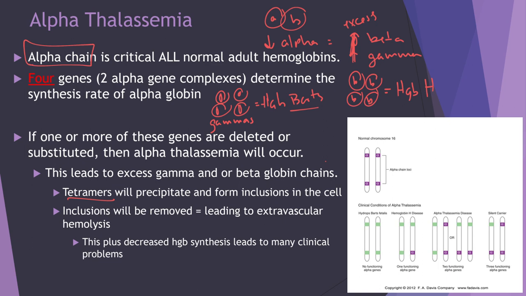Okay. And some of these will precipitate and form inclusions in the cell. And then as the cells with those inclusions go through the spleen and the extravascular organs, specifically spleen, it leads to extravascular hemolysis. So not only do we have a decrease in our normal hemoglobin synthesis, but now we also have extravascular hemolysis, which both of those together leads to a lot of problems.